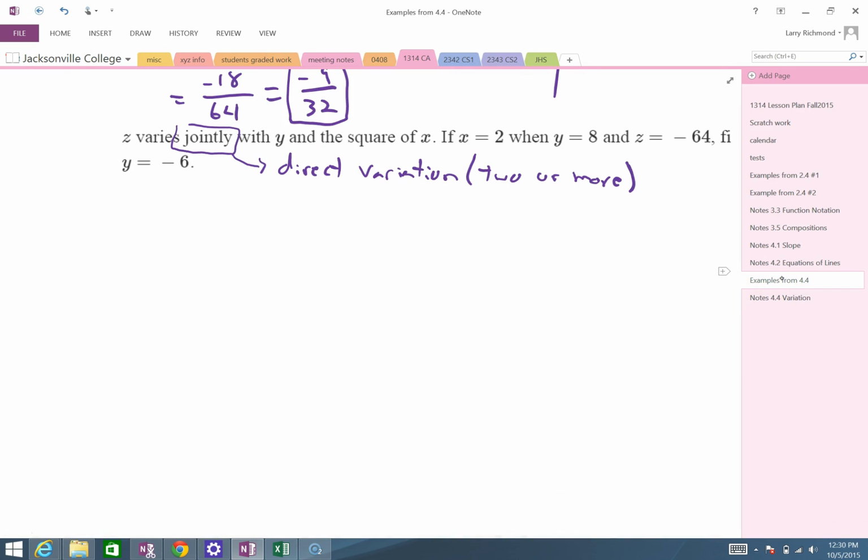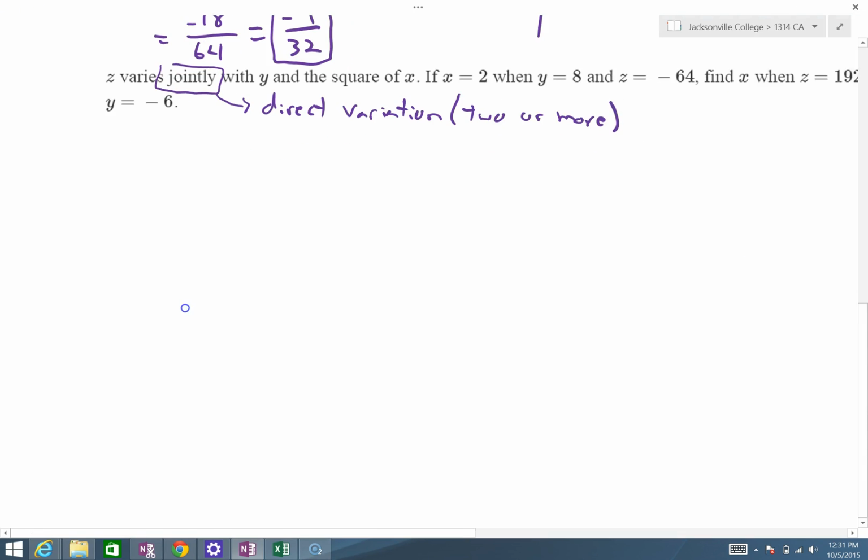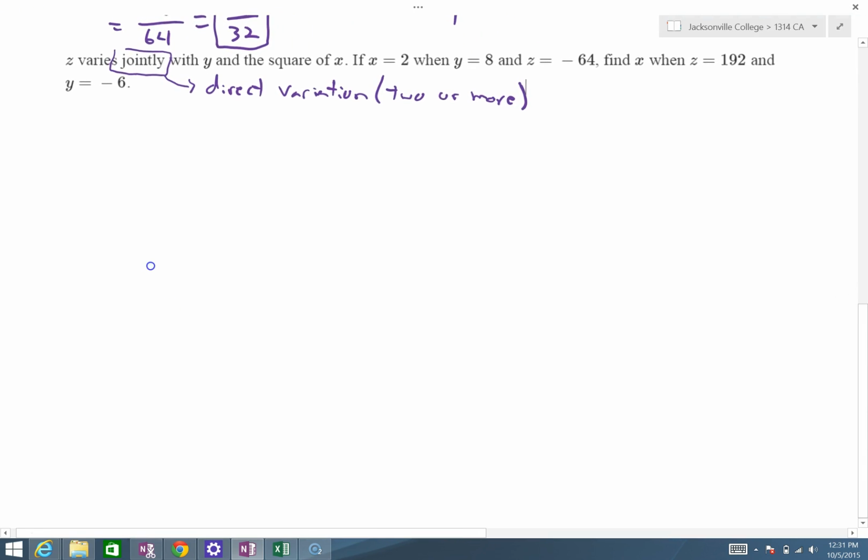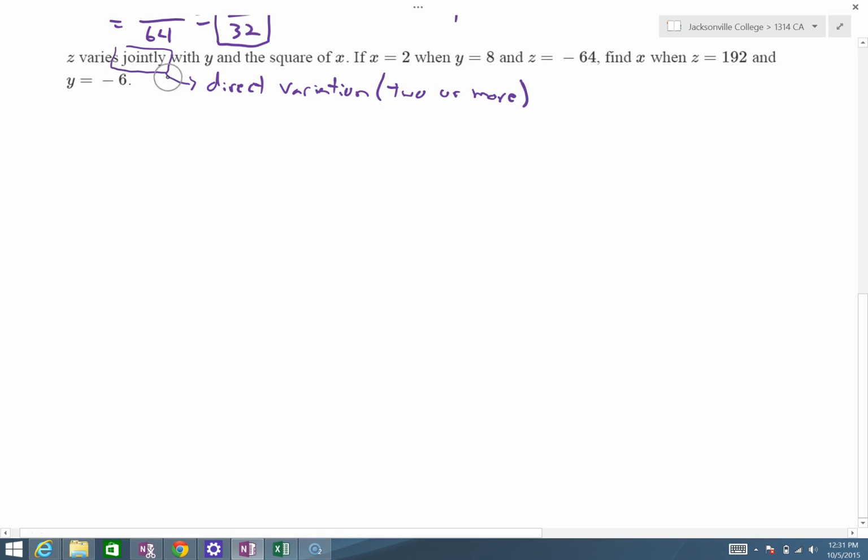Alright. z varies jointly with y and the square of x, so z is going to equal some constant k, always a k, times y and the square of x. z is joint variation, that's a direct variation, with y and the square of x, and we have this k there. Alright, so step 1, find k.